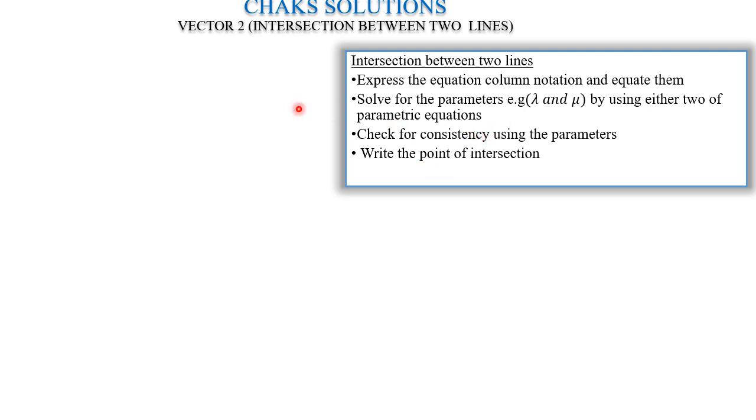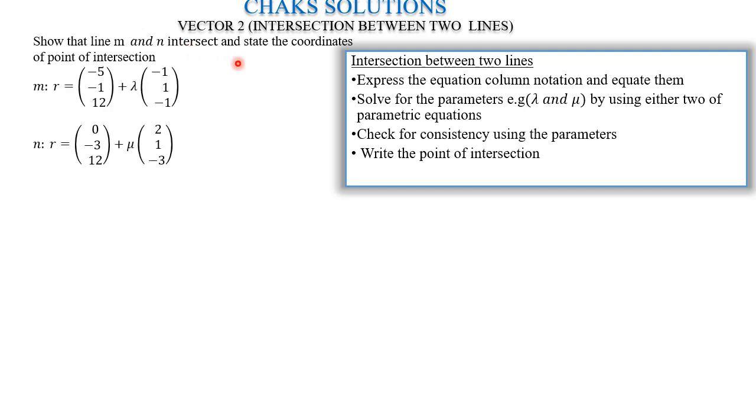Alright, so now let's go to the questions. The first question is: show that lines M and N intersect and state the coordinates of the point of intersection. This is our line M and this is our line N. The first thing is to write the vector equation in column form and equate them.